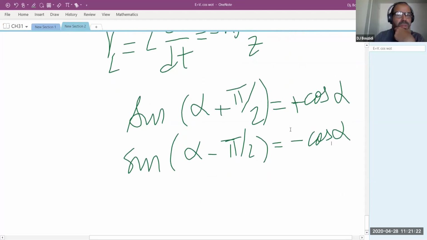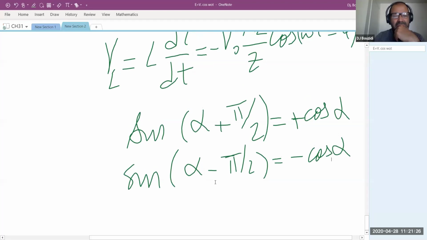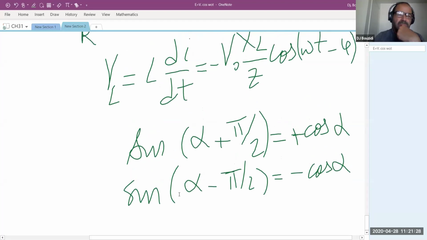Are you guys familiar with these trig identities? Sine of alpha minus pi over 2. This is simply sine of a plus b, which is sine cosine plus cosine sine, except they have a negative sign in here. So you can check yourself that this is correct. I have a minus times the cosine. So this is what I'm facing as far as the voltage. So it's, wait a minute.